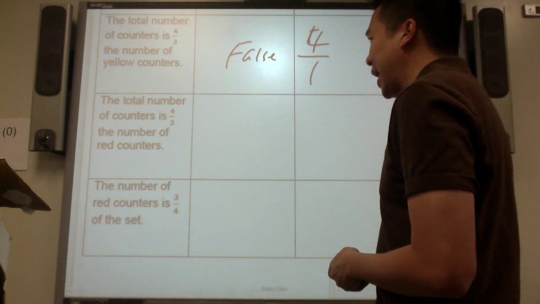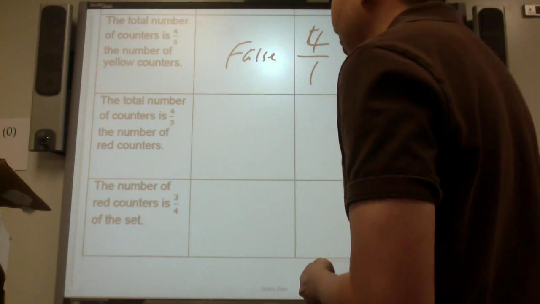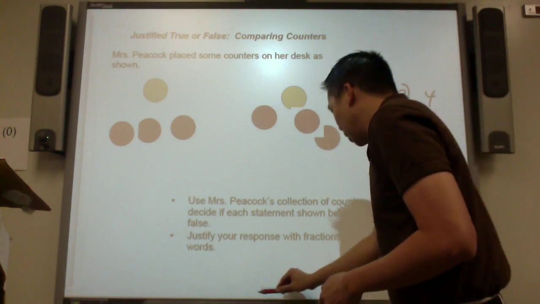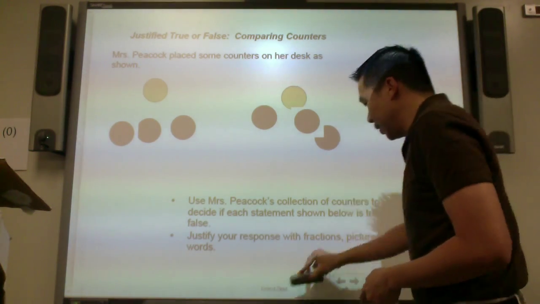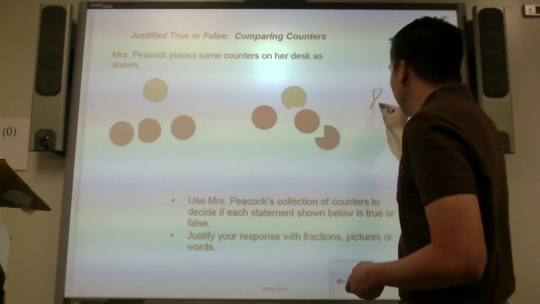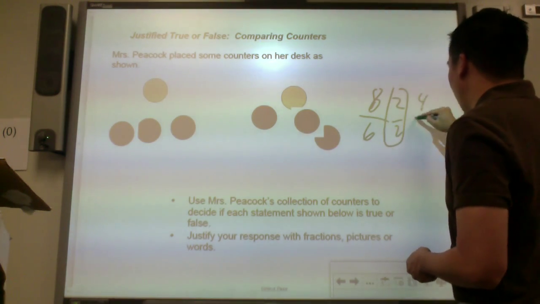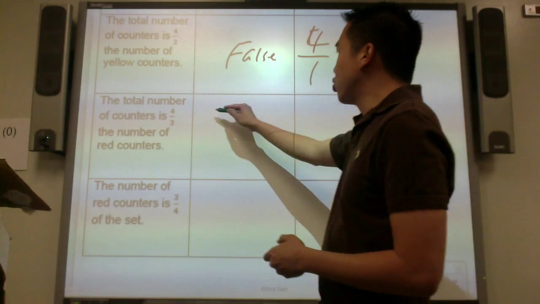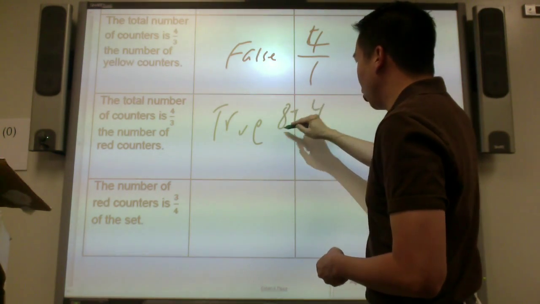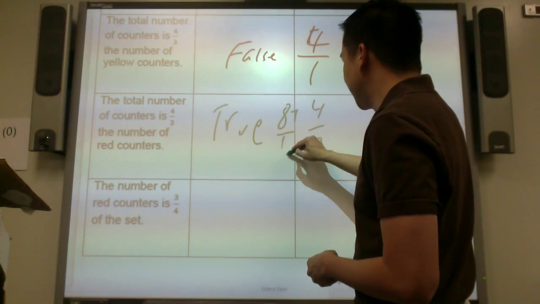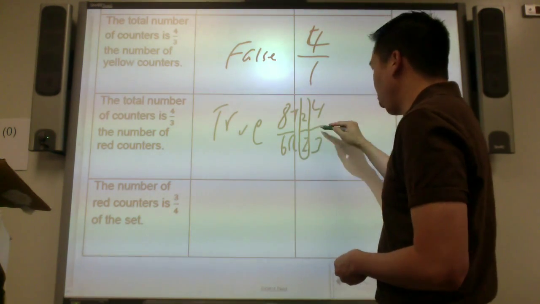The number of counters is 4/3 the number of red counters. There are 8 of them in total, and the red counters are 6. I can simplify that to 4/3. That is true. It is 4/3, because you started with 8 total, you have 6 red, and it's broken down by 2, and it becomes 4/3.